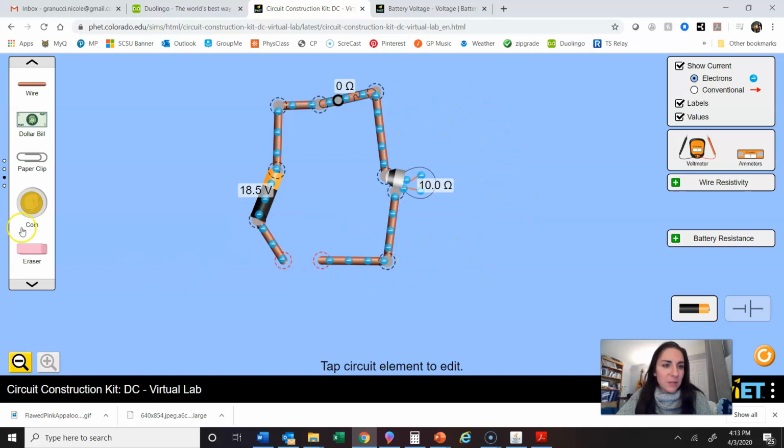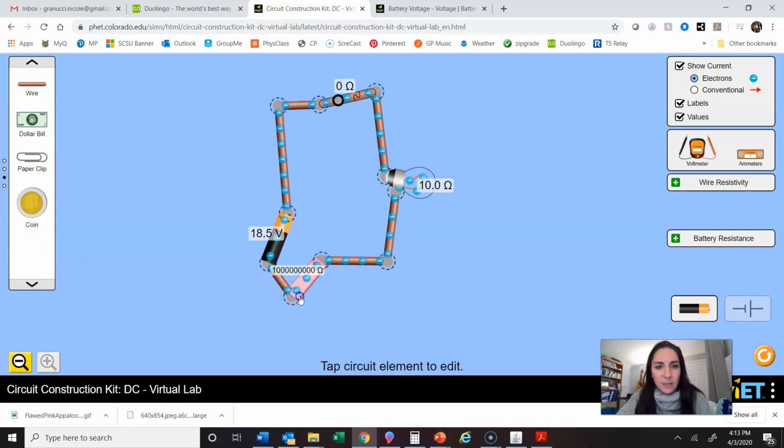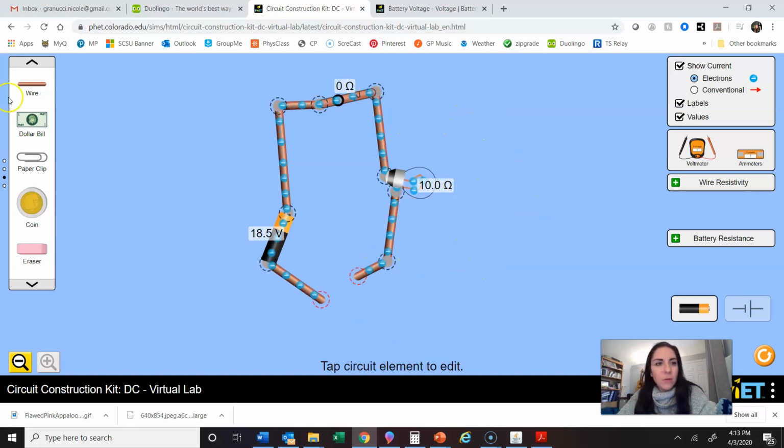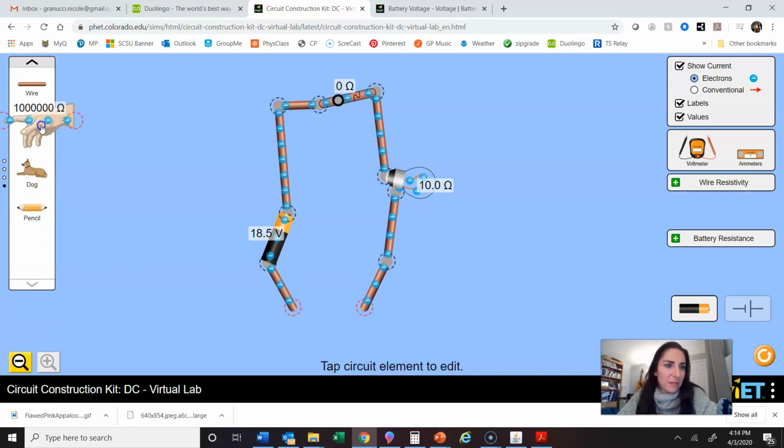Does an eraser work? What do you think? Yeah, no. It's a non-conductive material. Will a coin work? Sure, it's a conductive material. What about a dollar bill? Does a dollar bill work? Nah, not a conductive material. So I'm so glad that they have this. Your hand?